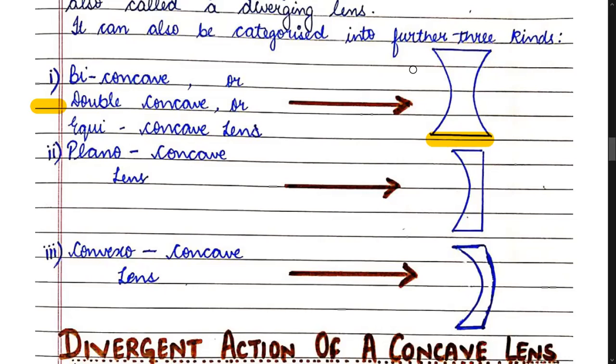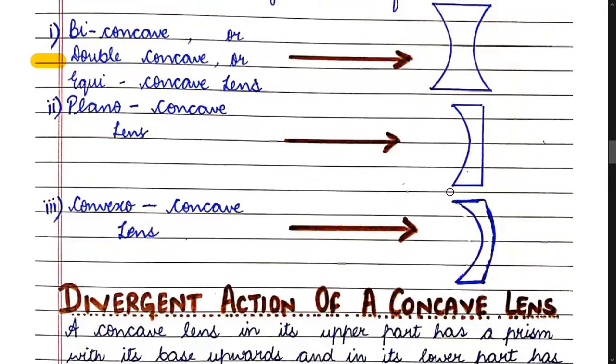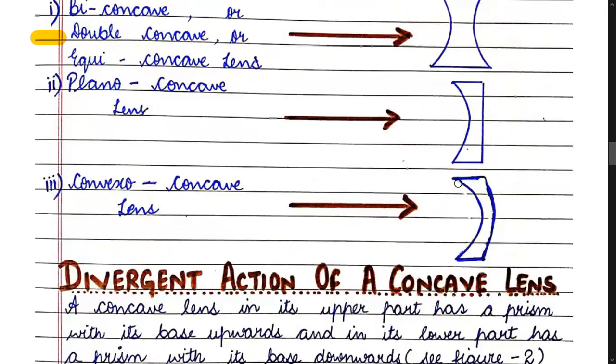Coming to plano-concave lens, in plano-concave lens, one side is concave while the other side is plane. So it refers to a plano-concave lens. While in convexo-concave lens, one side is convex and the other side is concave. So convexo-concave means the first side is concave, and the other side is convex. So it is a convexo-concave lens.